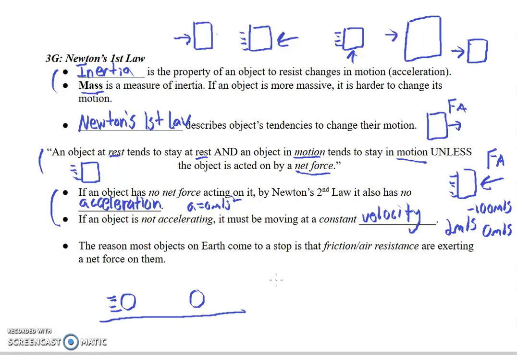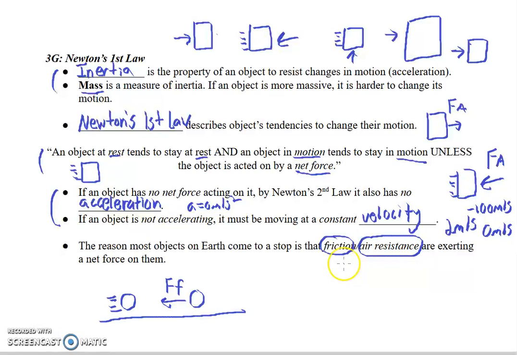Well, the reason it comes to a stop is because there's a force of friction on it from the ground. There's also some air resistance, but it's mostly the force of friction that's doing that. So again, the reason this law isn't super intuitive all the time is that, again, objects want to keep doing what they're doing unless there's a net force. And when you're on Earth, there's going to be friction everywhere. There's going to be air resistance.